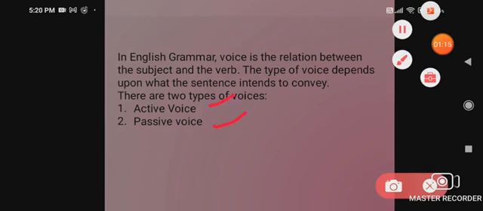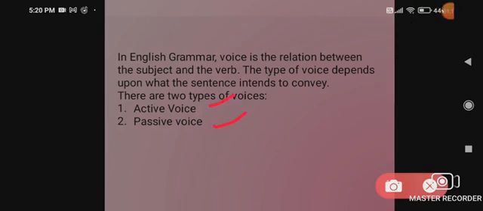So active voice is when the subject is the doer of the action and the verb is in the active voice. While in the passive voice, the subject is the receiver of the action, it's not doing the action. The verb is said to be in the passive voice. It's the other way around, right? The object of the active verb becomes the subject of the passive verb.